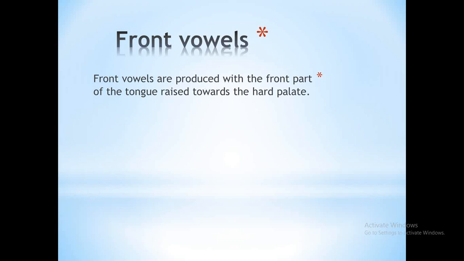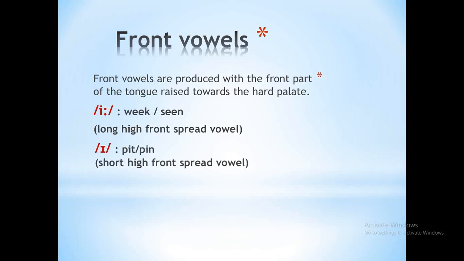So we have four front vowels. Let's get to know them. The first one, E, like weak, like thin. The position of E: long, high, front spread vowel. The next one, I, like pet, like pen. The position of I: short, high, front spread vowel.